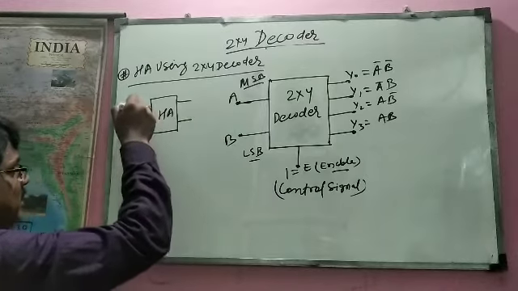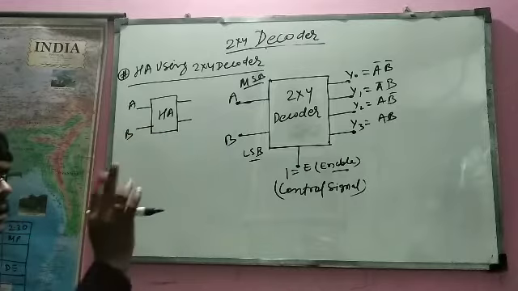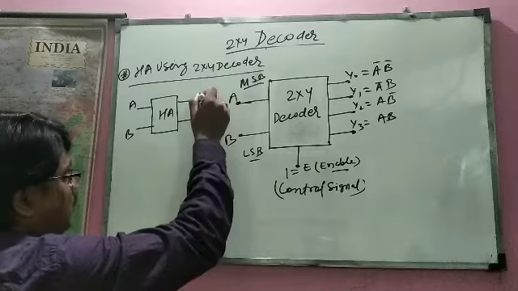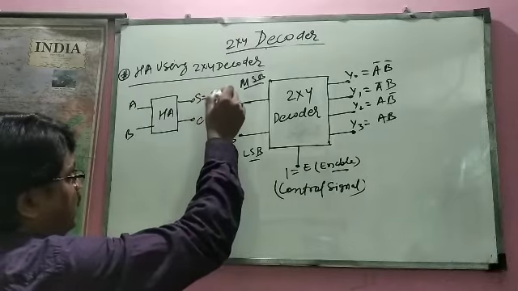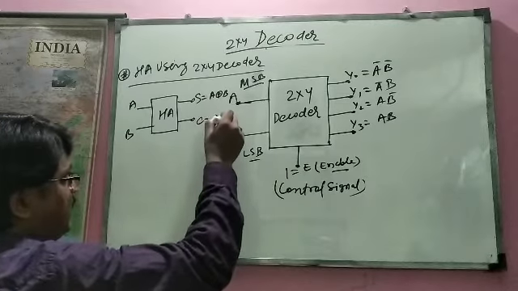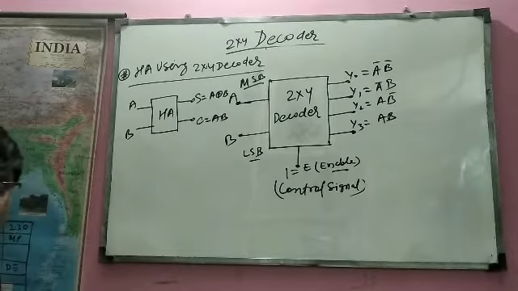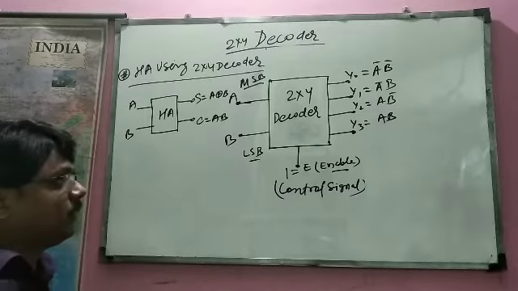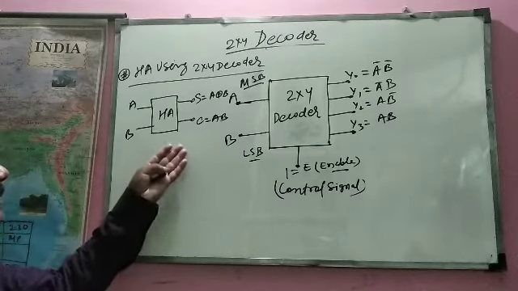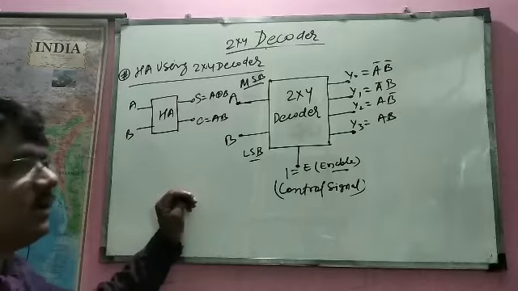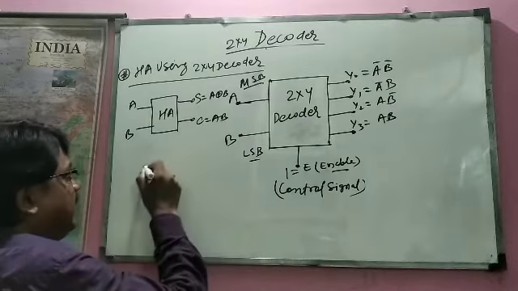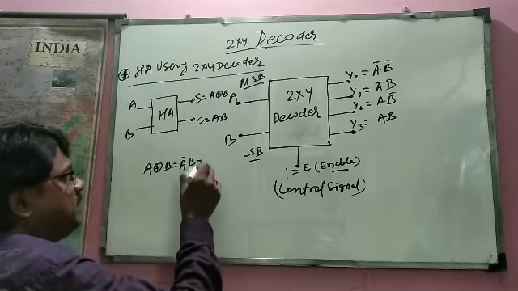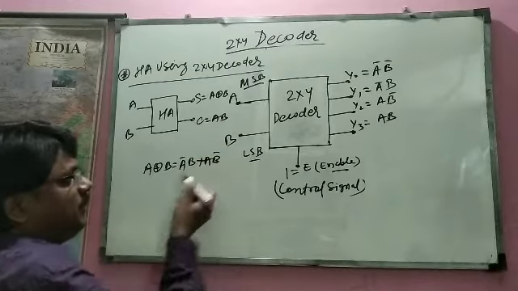Let us suppose this is the half adder, and this is A. There are two inputs in the half adder and two outputs, sum and carry. What is sum? This is A XOR B. And what is carry? A into B. That is very simple. A XOR B means what? A XOR B is equal to A bar B plus A B bar. That is very simple.